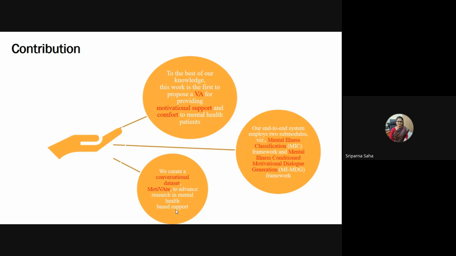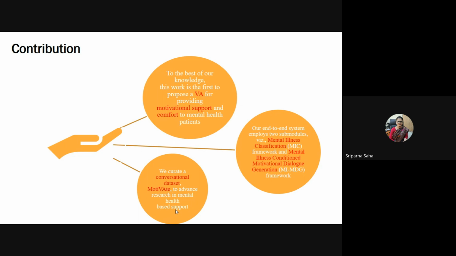Suppose the person is talking with the virtual agent. After a few iterations, based on this dialogue, we have to understand what the mental illness is. We have to classify the mental illness. And then in the second stage, there is the mental illness conditioned motivational dialogue generation. You have to develop the dialogue based on the mental illness. If you want to develop a dialogue generation module, we need to create a data set. But in order to create a data set, there was no existing data set.